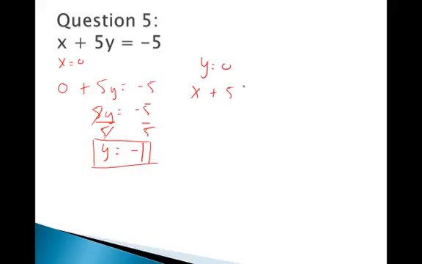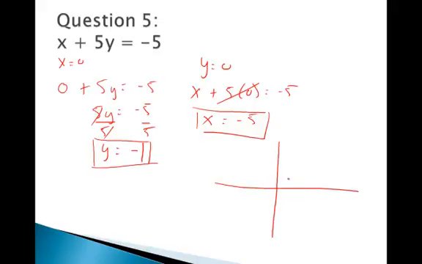X plus 5 times 0 equals negative 5. This crosses out because 5 times 0 is 0. So I'm just going to have x equal to negative 5. So I know that my line also intercepts the x-axis at negative 5. So I'm just going to quickly draw it out here.